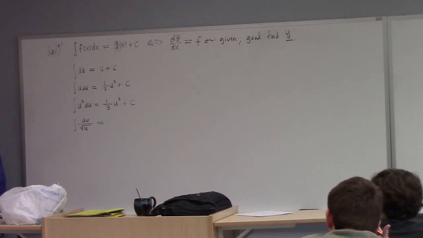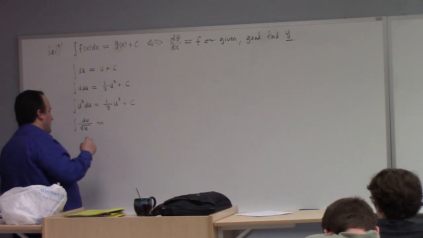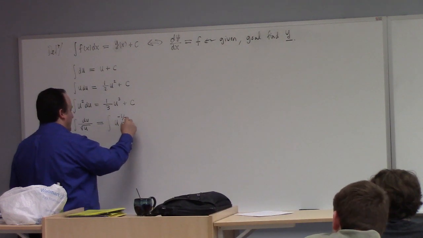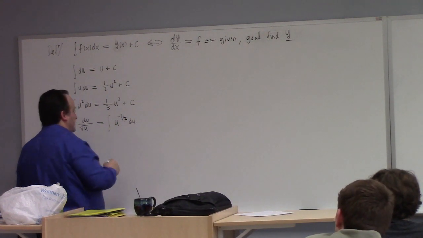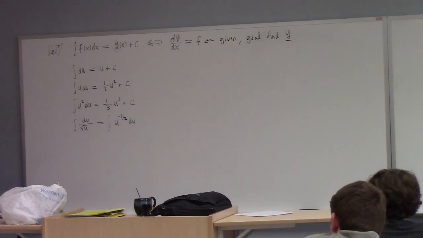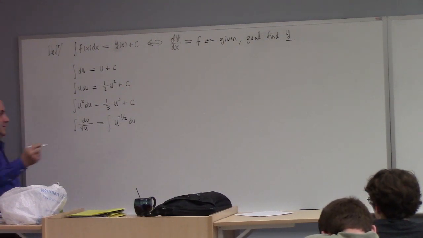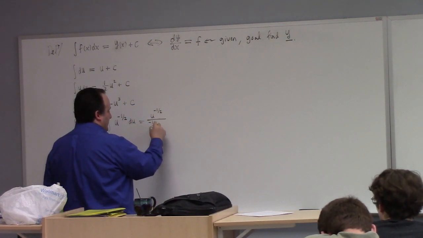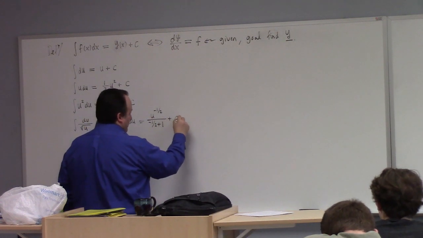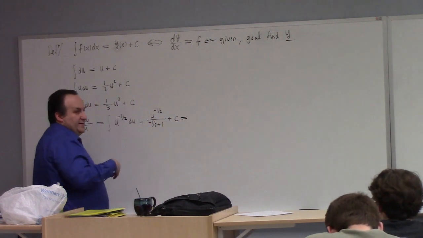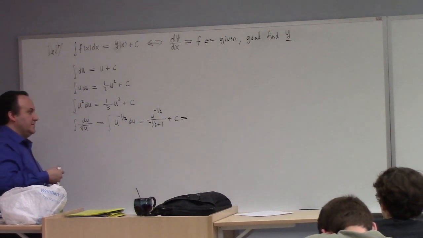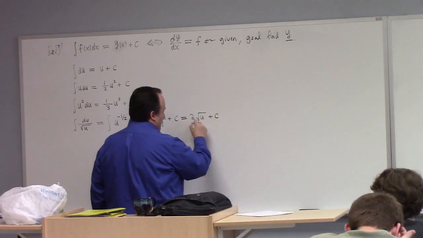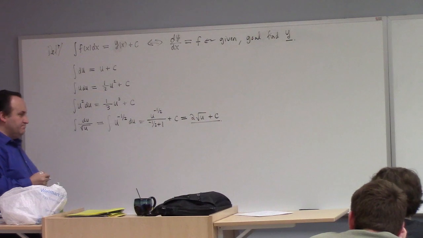Yeah? I was going to say 2/3 u to the... Nope, you're thinking the square root. So it's minus 1/2. So we take minus 1/2, right? We add 1. So we have u to the minus 1/2 plus 1, over minus 1/2 plus 1. What's minus 1/2 plus 1? Yeah, it's just 1/2. What's 1 over 1/2? 2, right? So what you got here is 2 times the square root of u plus a constant. All right, that's the antiderivative of 1 over the square root.